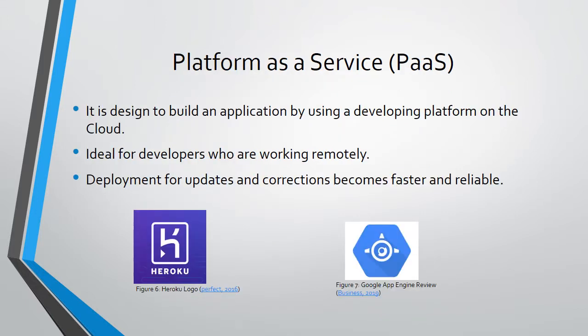So PaaS is a really good tool for developers that are working remotely or working in different time zones. It's a really good platform to run different applications such as Django, Python, or SQL. And it's pretty good also because it allows them to deploy updates in a really fast and reliable way, because sometimes when you are focusing only on coding, you don't have to focus on the actual infrastructure side of the development side. It's a really good tool for them as well. And two good examples are Heroku and Google App Engine.